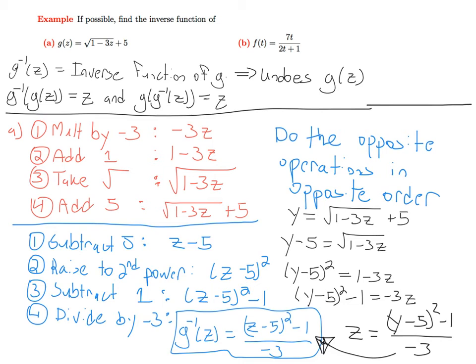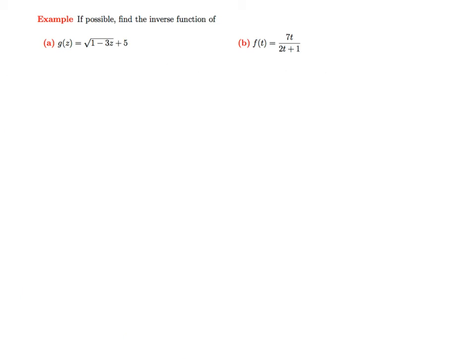Okay, let's take a look at part B next. For part B, we now want to find the inverse of f of t is 7t over 2t plus 1. So again, it's the same idea in that we want to undo, so f inverse of t will undo f of t. So in other words, we want to do the opposite operations in the opposite order.